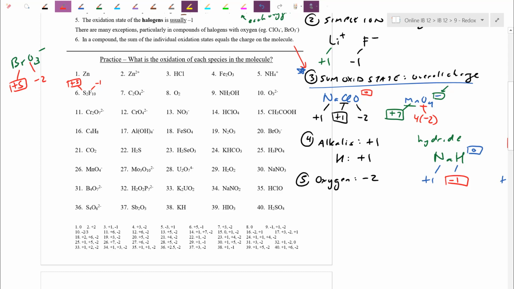We can have a polyatomic. So let's say FeSO4. Well, Fe is a transition metal. I don't know the charge. Well, SO4 has a charge of -2.